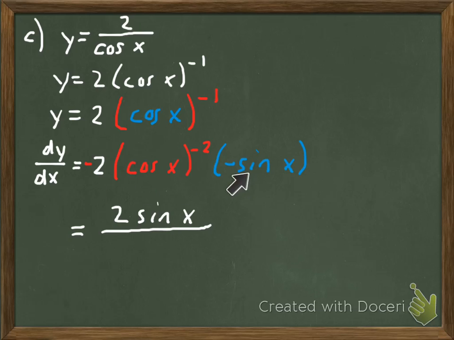Negative 2 times negative sine x gives you 2 sine x. And then if you move cosine of x to the negative second power to the denominator, it becomes the cosine of x squared. And remember, when you're squaring or cubing or whatever exponent you're using along with the trig function, you can put that right after the name of the trig function and before the angle measure that you're plugging into the trig function. All right, 2 more examples to go through. And each of these are going to be the ones I was referring to where we have to use the chain rule twice.